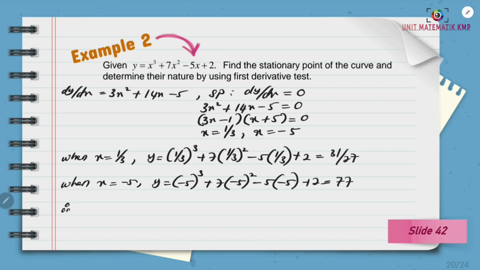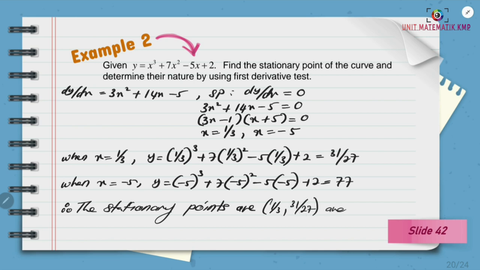Therefore, the stationary points are (1 over 3, 31 over 27) and (negative 5, 77). We have 2 stationary points.